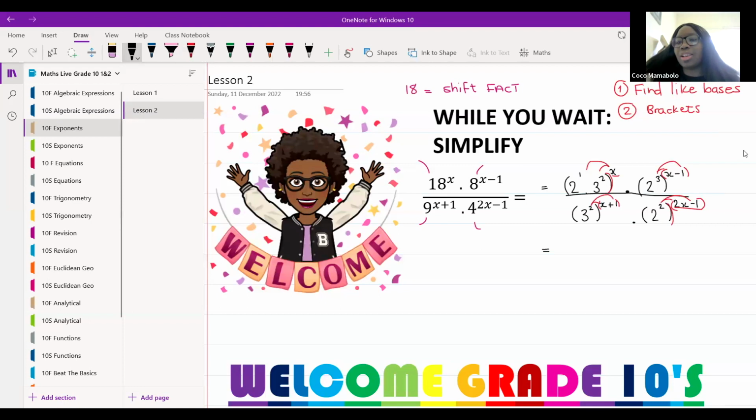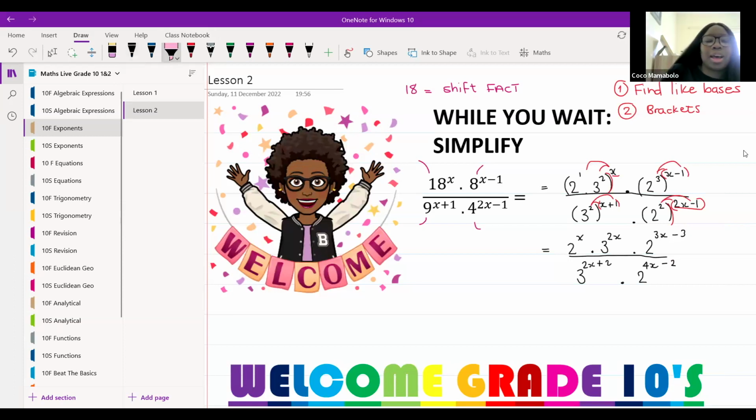All right, so I should get 2 to the power of x multiplied by 3 to the power of 2 times x will give me 2x, multiplied by 2 to the power of 3 times x, that's 3x, minus 3 times 1 is 3, minus 3. Over, at the bottom, I'm going to get 3 to the power of 2x plus 2, 2 times x, 2 times 1, multiplied by 2 to the power of 2 times 2x will give me 4x, and 2 times negative 1 will give me negative 2.